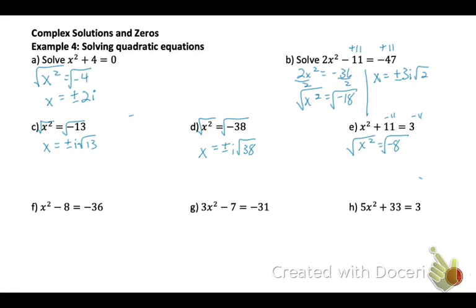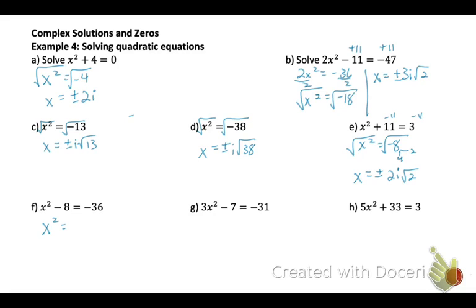If we take the square root of both sides, we get x equals, breaking 8 down into square root of 4 times the square root of 2, equals plus and minus the square root of 4, which is 2i, times the square root of 2. All right, let's do 3 more to seal the deal. Hopefully you're really getting the hang of these now.